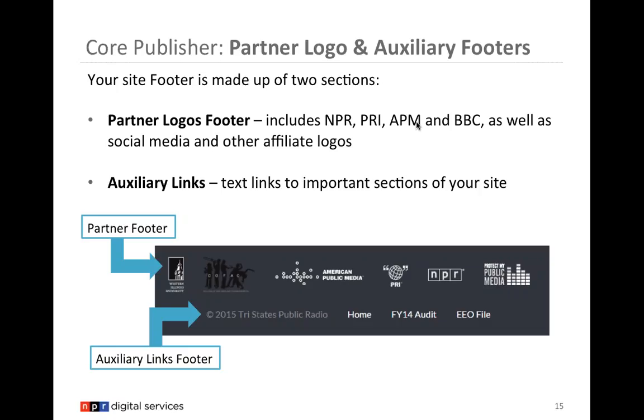So NPR, BBC, PRI, if you're affiliated with a local university, or if you're part of a news collaborative and you want to promote the stations that are part of your collaborative, those are the sorts of things you can put in your partner logo footer section. And then auxiliary links is where you're going to put links to your privacy policy, your EEO, your support links, and other important areas of your site that you want folks to have really quick and easy access to.